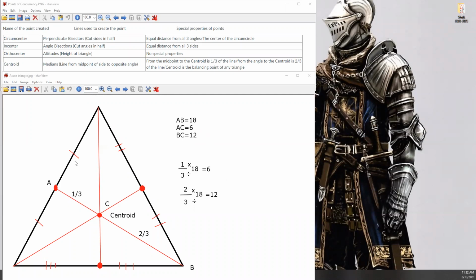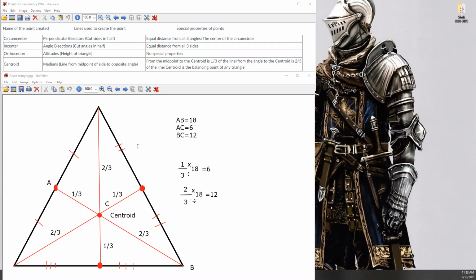It's very helpful. Whatever. So looking at the rest of this picture though, the centroid is always, from the midpoint to the centroid is 1/3. So midpoint to centroid is 1/3, which means from midpoint here to centroid is 1/3. And then from the angle to the centroid is going to be 2/3. I'm just going to label the whole triangle so you kind of get an image of it. From the midpoint to the centroid is 1/3 again. And then from the angle to the centroid is 2/3.